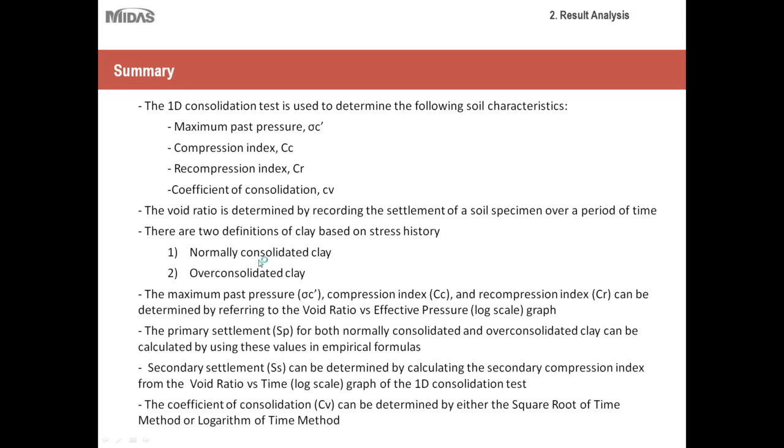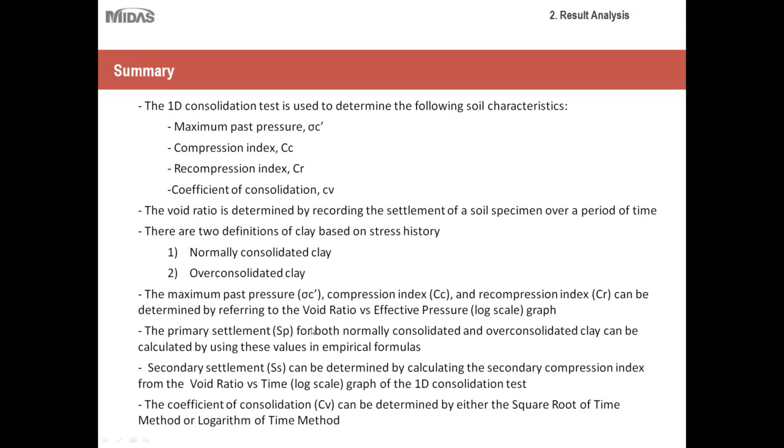So once again, just to push the point across, normally consolidated clay is when the clay or the specimen is being subjected to the most pressure it's ever been subjected to before. Whereas over-consolidated clay, usually this applies to reloading. So it's when the specimen or the clay is being placed under less pressure than it's been exposed to in the past. The maximum past pressure, compression index, and recompression index can be determined by referring to the void ratio versus effective pressure graph. Once again, you get this from your odometer test.